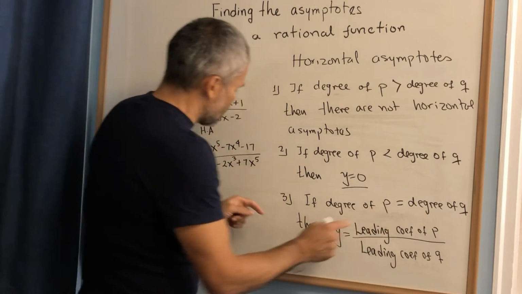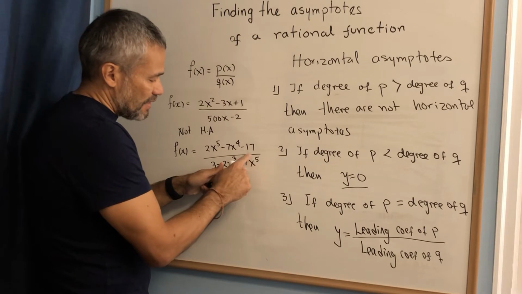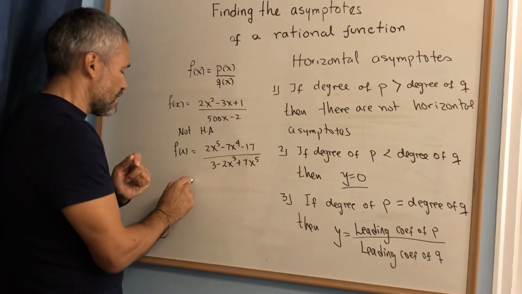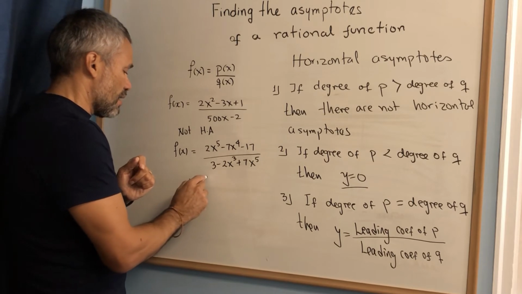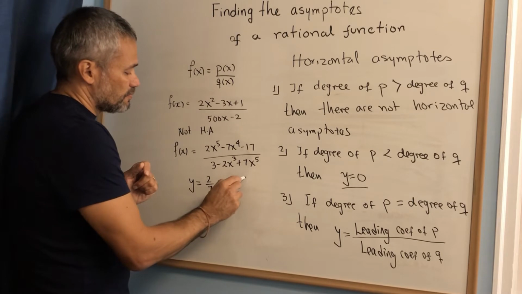Then we are in this situation, and the highest term is x to the 5th, this part. The leading coefficient here is 7. Then the line y equals 2 over 7 is a horizontal asymptote.